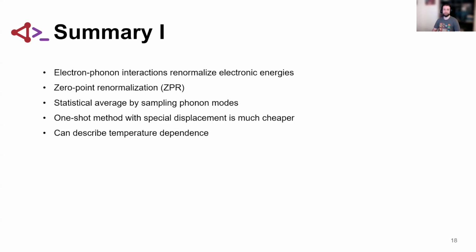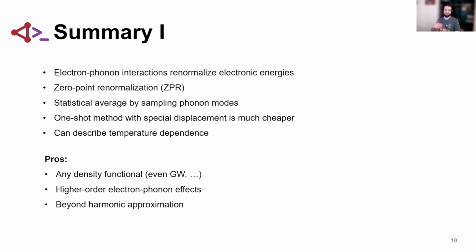These effects also occur at zero temperature, not just at finite temperature. We can achieve all of this in this framework by a statistical average over various sampled photon modes. Or alternatively, we can do a one-shot method where we use a special displacement in a larger supercell, which is usually much cheaper than doing a full Monte Carlo sampling. And we can even describe temperature dependence and can get quite close to experiments.